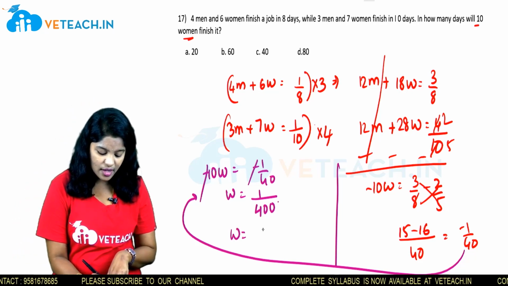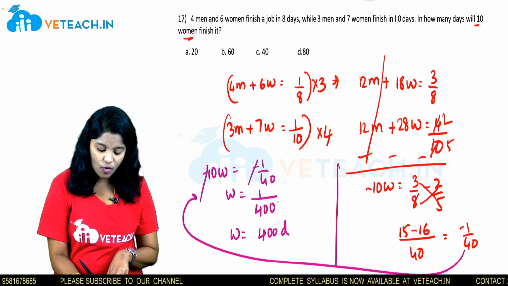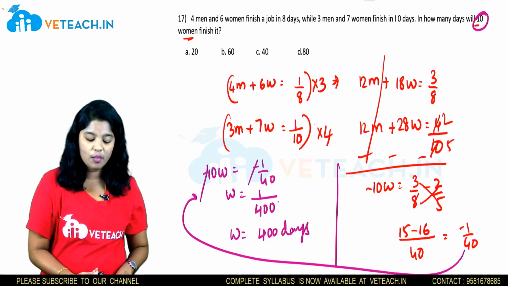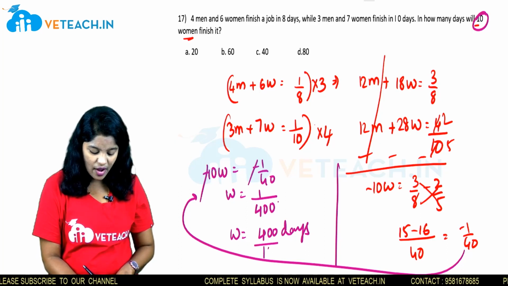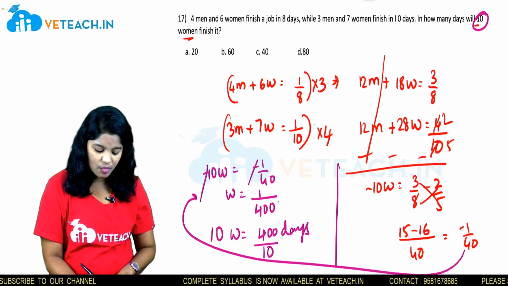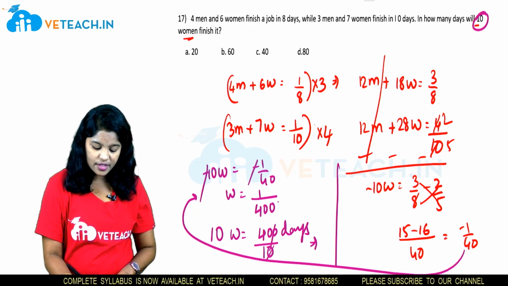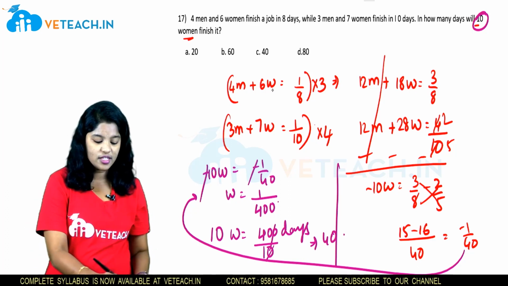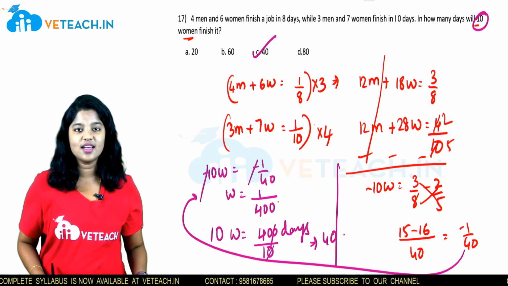So one woman can complete the work in 400 days. They asked us in how many days 10 women can complete the work, so simply divide it by 10. So 10 women can complete the work in 40 days. So option C is our correct answer.